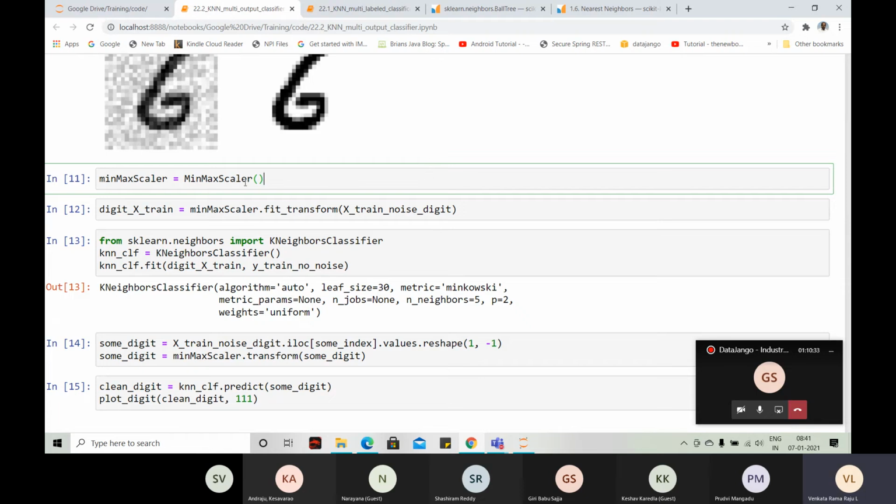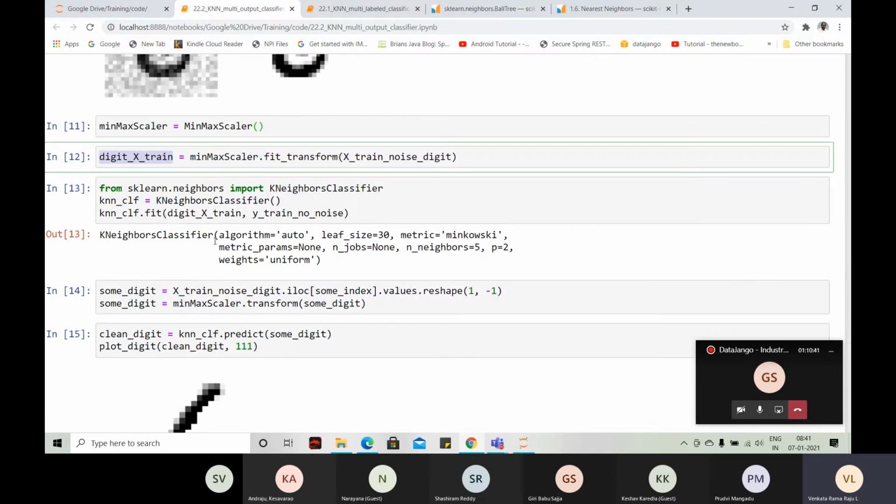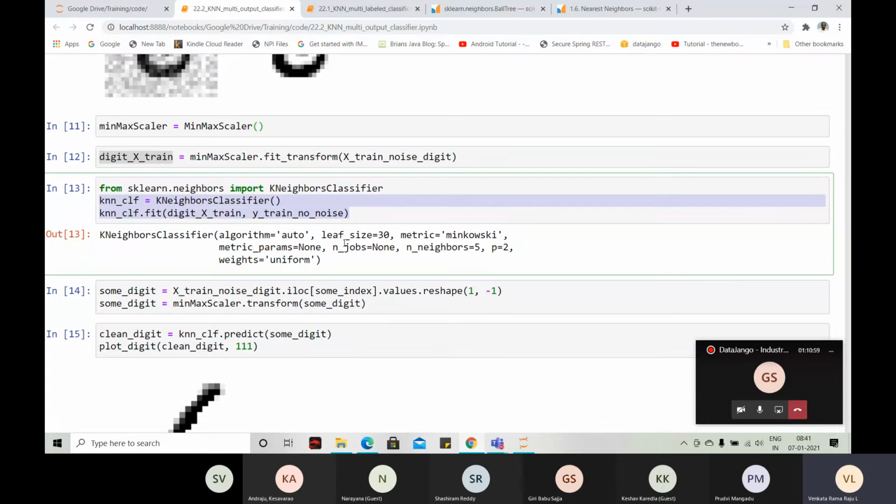Okay. So here I have taken the min-max scaler and then transformed the noisy data. This is the input, right? The blurred image is the input, and then I'm building a model here. I am passing the blurred image, and the clean original image as the output, because the ultimate goal is to pass the blurred image and produce the neat image. So I built a model here.